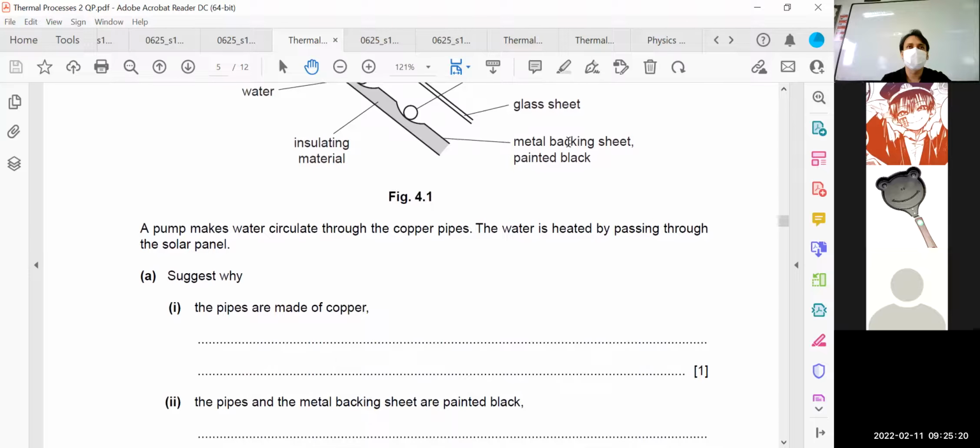To allow the sunlight to pass through so that conduction would occur and the water will be heated. Yes, this is also correct. Heat can pass through, then it can conduct through the copper pipe and be absorbed by the black body that is painted black. Any other point? One more point, children.